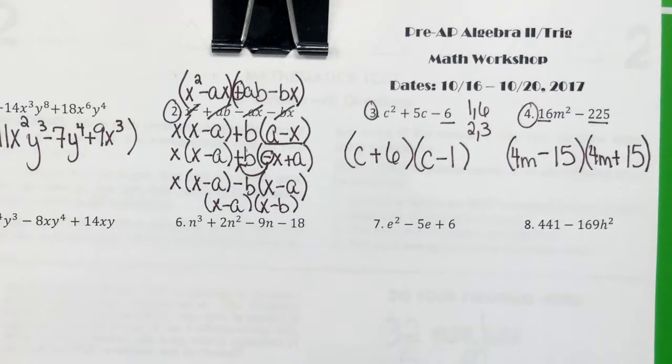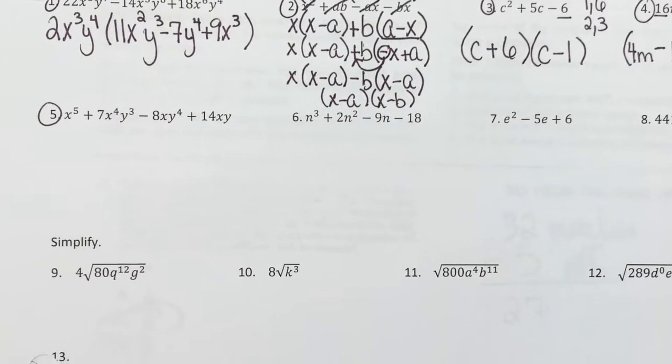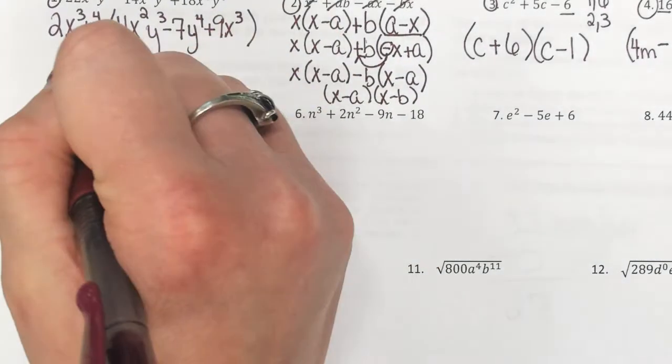5 is 25. It's okay. All right, and then let's look at the last one, number 5. How many terms are there? 4.